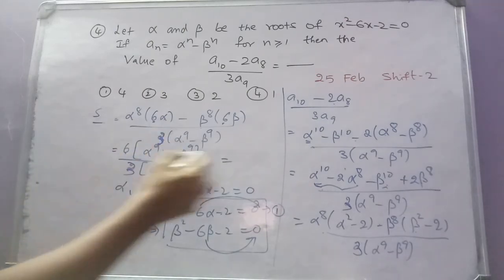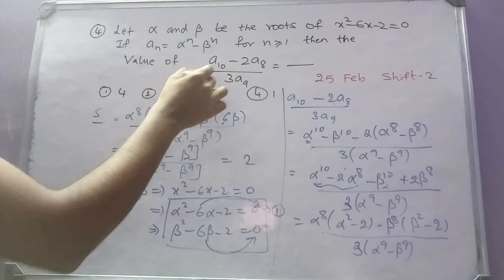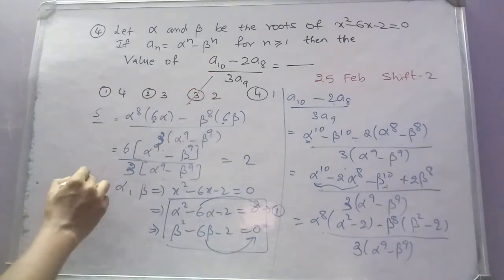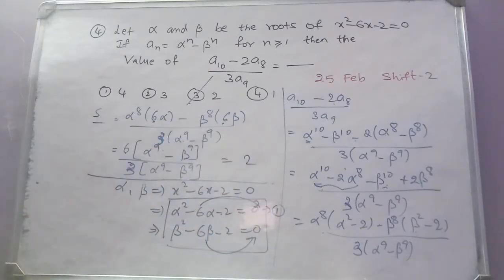So 6 by 3, which is equal to 2. The option is what? Third option. So the answer is 2. A repeated model question. Fine. We'll go with the next question.